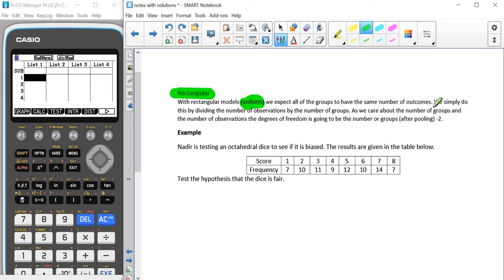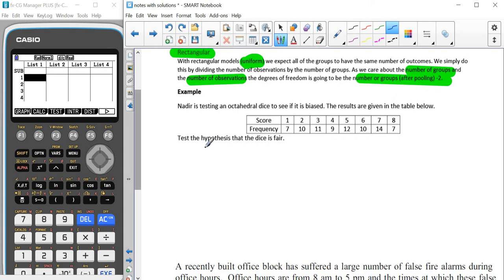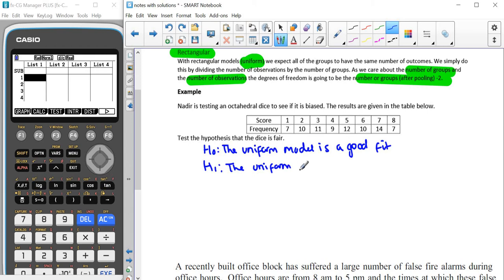Here we care about the number of observations that we have and the number of groups that we have. So we're going to do the number of groups after pooling minus 2 for our degrees of freedom. And all we're going to do is make it so that we have the same expected value for each of our outcomes. So our H0 is going to be that the uniform model is a good fit because we're rolling an octagonal dice, which means that we'd hope that if the dice was not biased, we would have the same number of outcomes for each of the numbers.